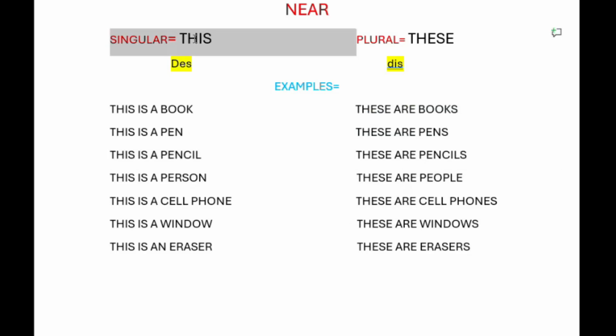In this case, this is about singular form when the object is near, close to you, and plural when the object or the objects, in this case plural, are close to you, near you, right? So let's move on to the next.